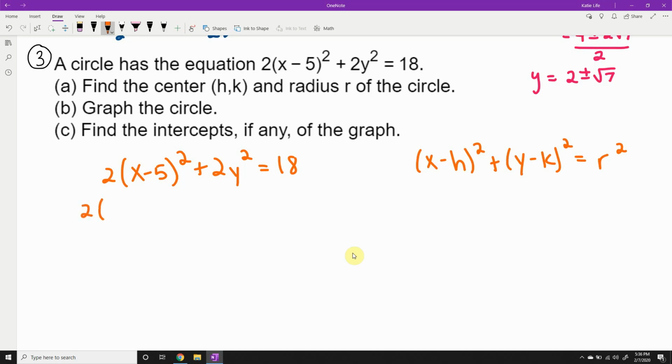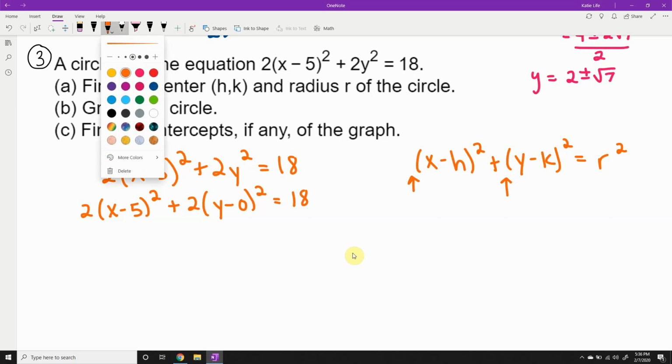So we've got 2 times x minus 5 quantity squared plus, now this is kind of a trick, I could just rewrite this as 2 times y minus 0 quantity squared, right? Because adding or subtracting 0 to y isn't really going to change anything. I'm just kind of forcing it to look like y minus k equals 18. Now I'm almost there. Notice that there are no coefficients, no factors sitting in front of these squared quantities.